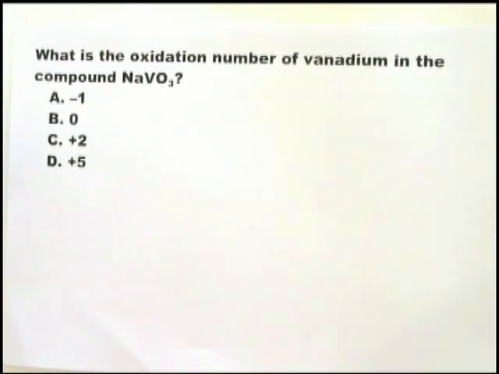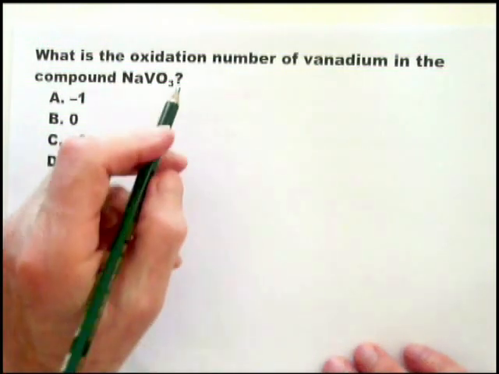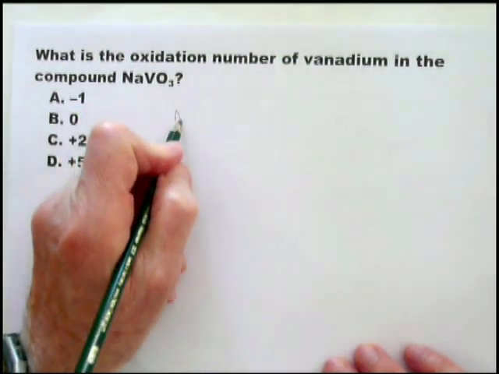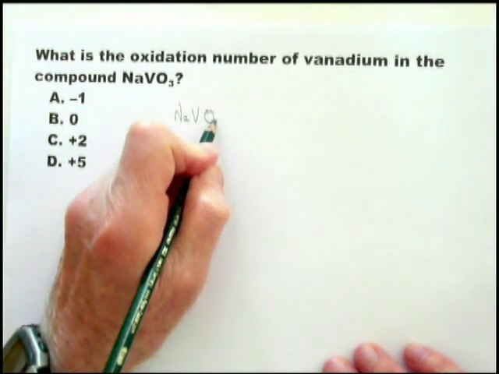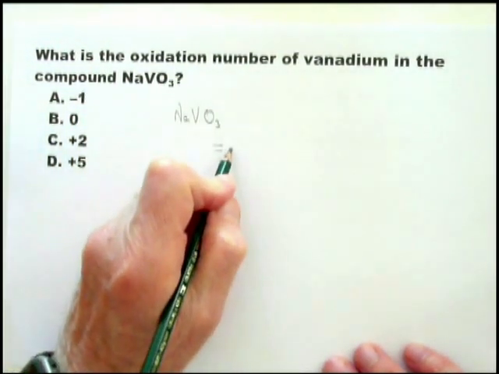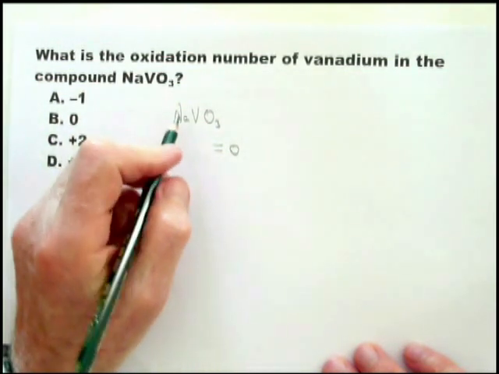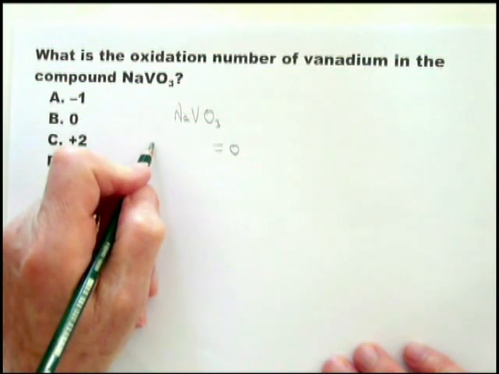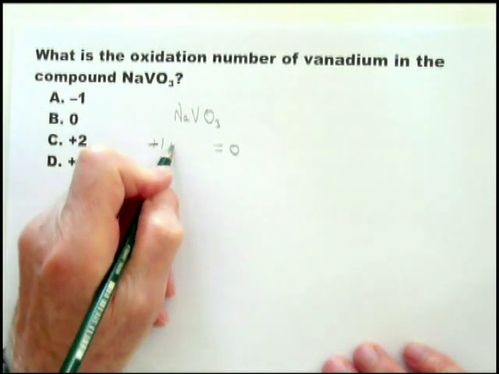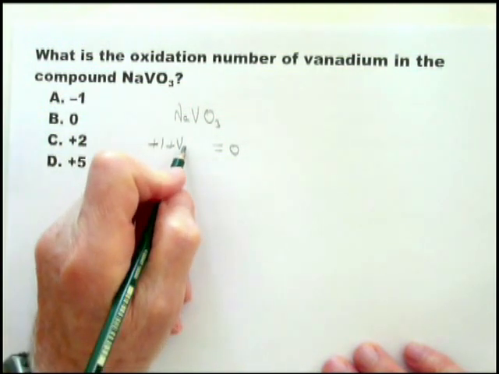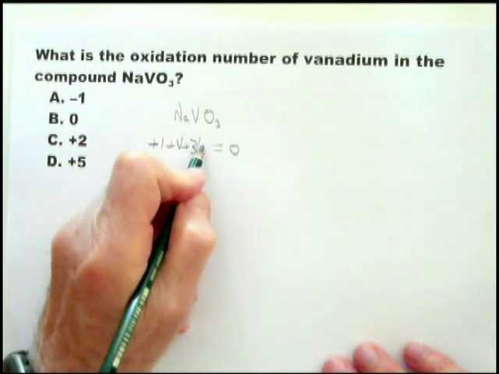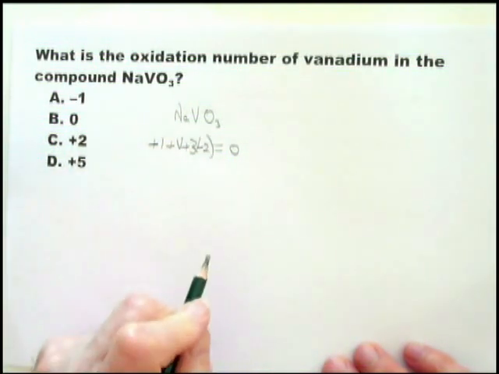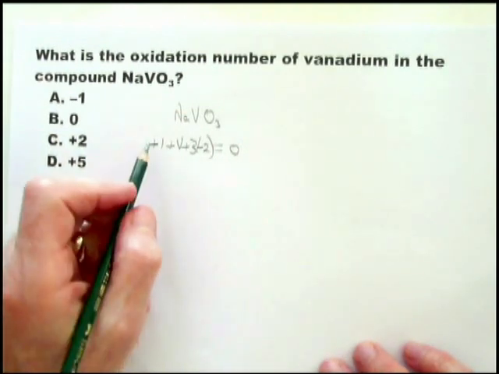Now we have a salt, the sodium vanadate, and the oxidation number is determined in the same way as previously. It's a neutral species, therefore, the total is going to be 0. Sodium will have an oxidation number of +1. Vanadium, that's what we're trying to find out, plus 3 times -2 for oxygen.